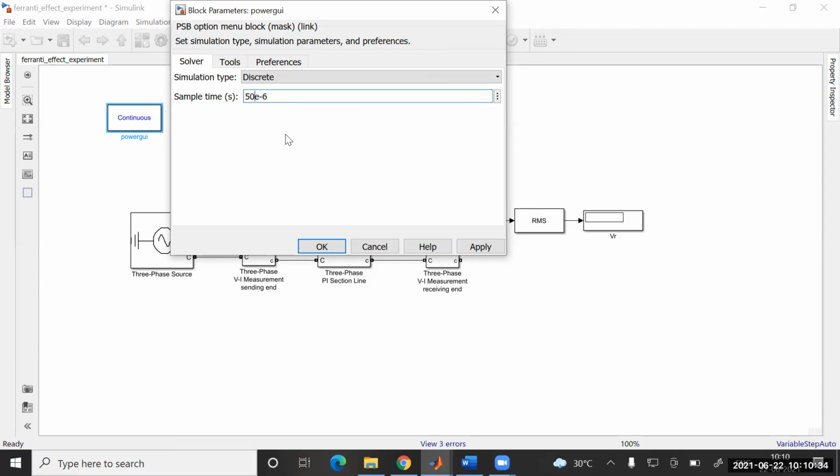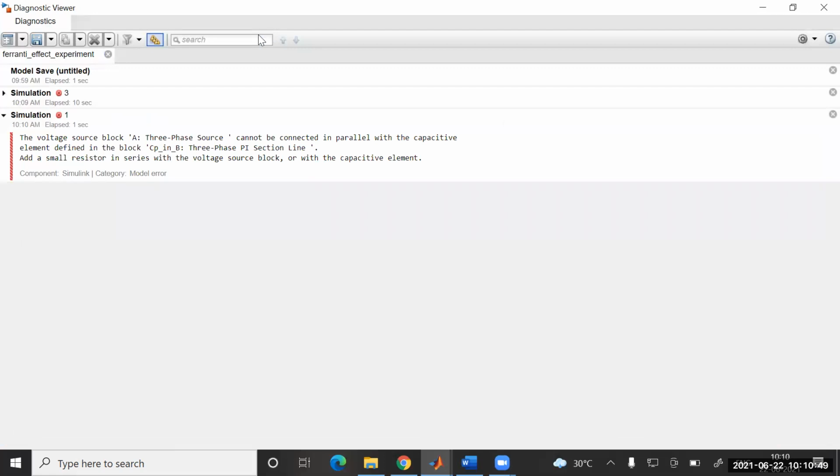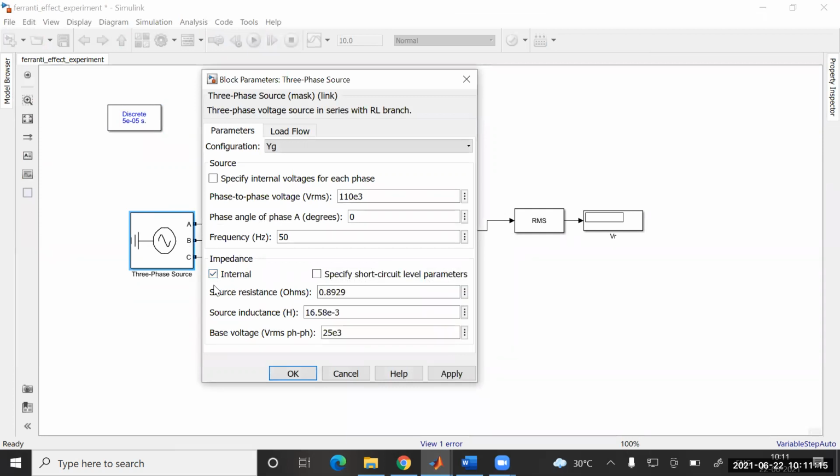Okay, we'll take a discrete type. So this is what. Now let's see what is being said: the voltage source block and the three-phase block cannot be connected in parallel with the capacitive element defined in the source block or a different capacitive element. So what I have done is eliminate the internal resistor.